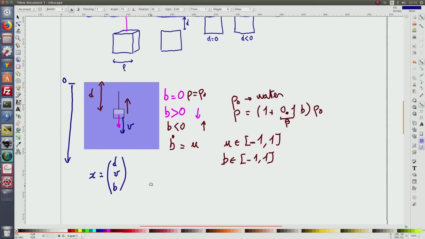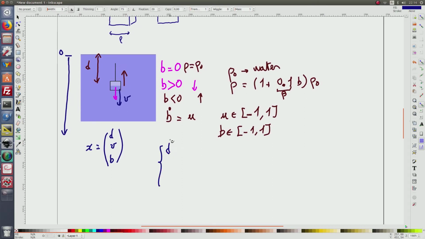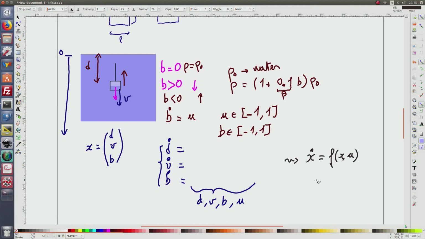Now I have to write the state equation. So I have to write something like d dot equals, v dot equals, b dot equals. And to have a state equation, I need to write only as variables d, v, b, and of course u. In this case, I will have something like x dot equals f of x and u, and I will be able to simulate it. So first, I have d dot equal to v, I have b dot equal to u, and now I will have to find what I have to write for v dot.